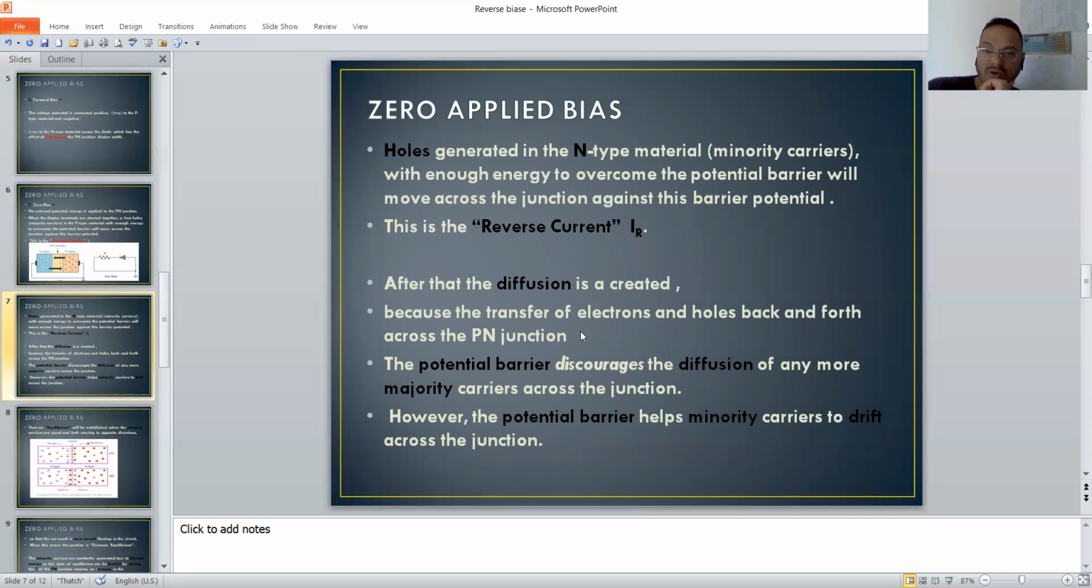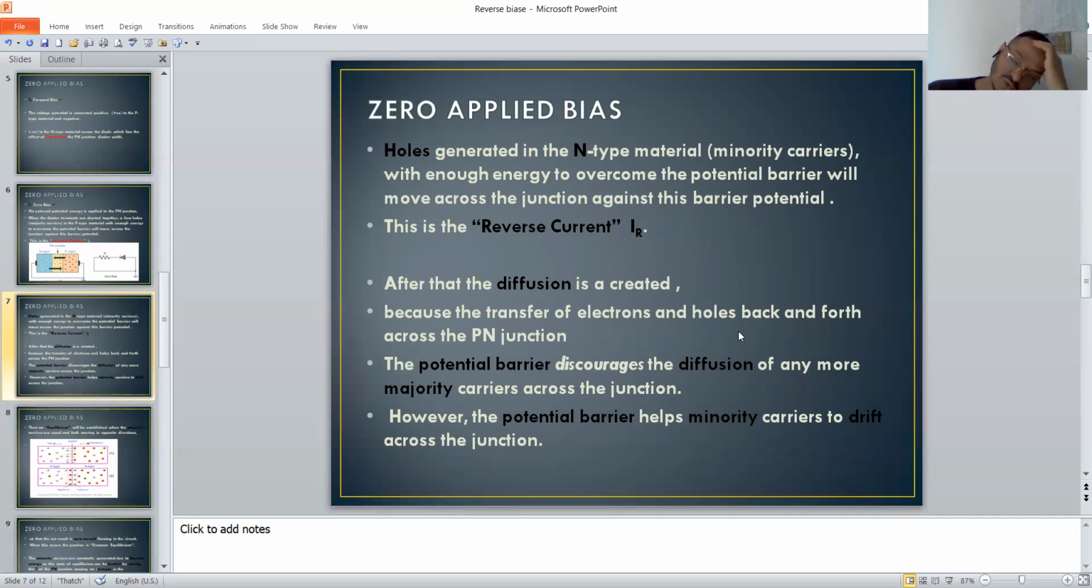Because of the transfer of electrons and holes back and forth across the PN junction, the potential barrier, this is very important, will discourage both of them, the diffusion and the drift. We will see how the potential barrier discourages the diffusion of any more majority.